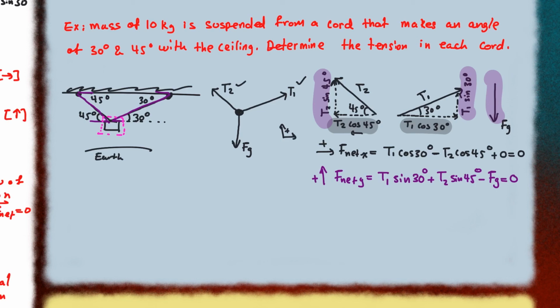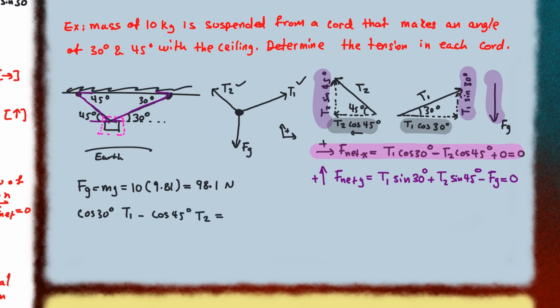Now we have most of the information that we need. We know that gravitational force is mass times gravitational acceleration, in this case 10 times 9.81, 98.1 Newton approximately. And from our first equation, we get cos 30 times T1 minus cos 45 times T2 is equal to 0. And from our second equation, we get sine 30 times T1 plus sine 45 times T2. I'm going to add Fg to both sides, and I'm going to get equals 98.1 because Fg is 98.1 Newtons. Now we have a system of two equations and two unknowns.